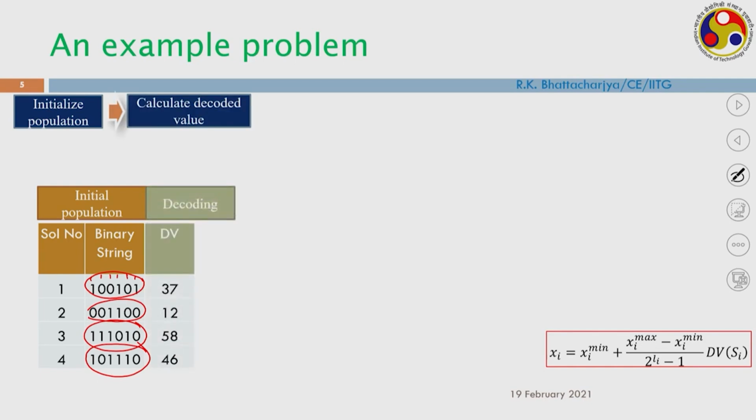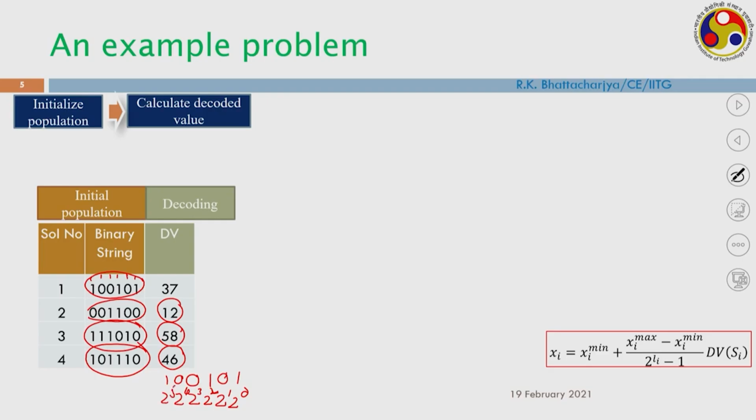Now, next you will find out the decoded value. So, you will calculate the decoded value, and the decoded value is 37 here, for this it is 12, for this it is 58, and this is 46. So, how are we getting 37 here? This is 1 0 0, then 1 0 1. So, this is 2 to the power 0, then 2 to the power 1, then 2 to the power 2, 2 to the power 3, then 2 to the power 4, and 2 to the power 5.